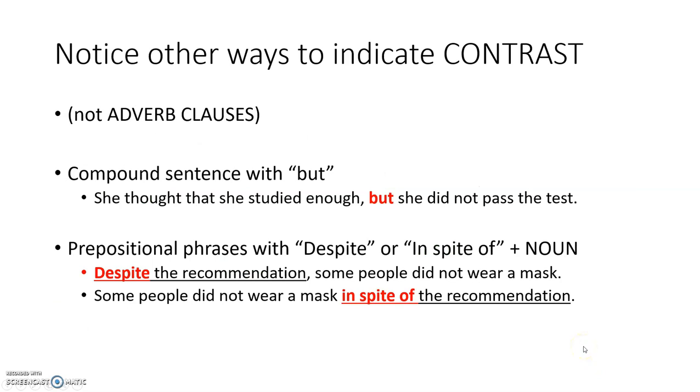Okay, just as we did with reason, we should pause and remember there are some other ways to indicate contrast, which are not adverb clauses. So one way, again, is with a compound sentence. I can use but, and I can also use a prepositional phrase with the words despite or in spite of, again, followed by a noun. Again, these are weird. You might ask me, why is this one word and why is this one 3 words? I don't have an answer. That's English. Just deal with it, right? Just memorize it.